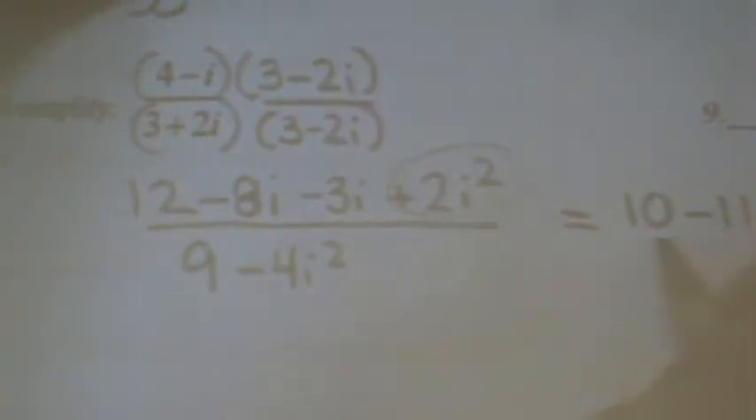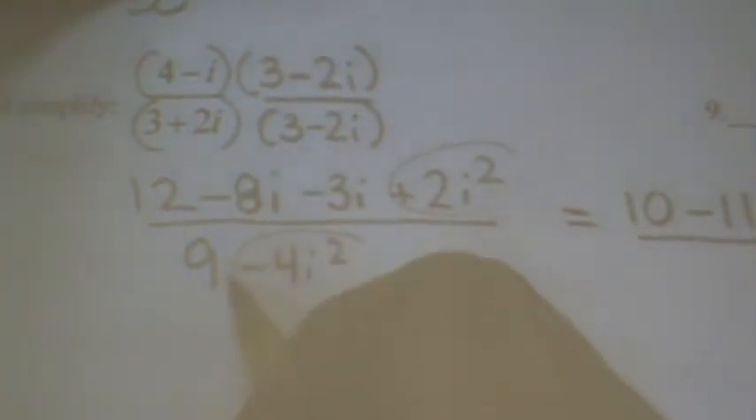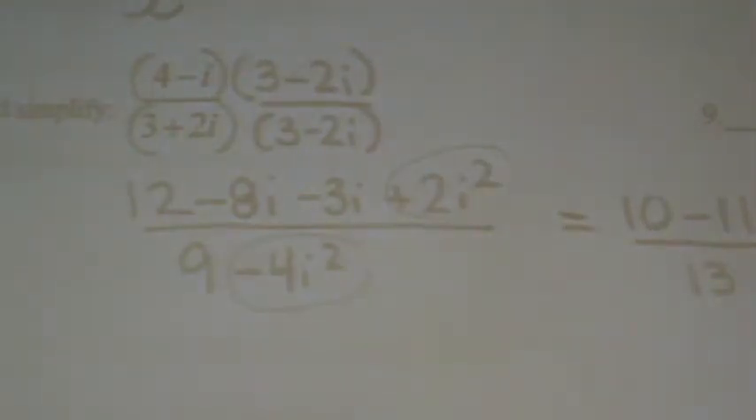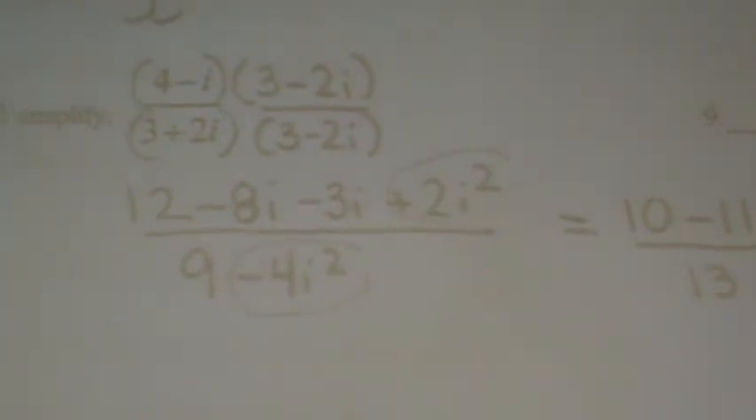3 times 3 is 9. The next 2 cancel, and then you have minus 4i squared. So I got, for this one, this is going to turn into a -2. -2 plus 12 is 10. And then minus 11i. And then the bottom, this becomes a 4. 9 and 4 is 13. You're off the hook for 10 and 11 for your exam.